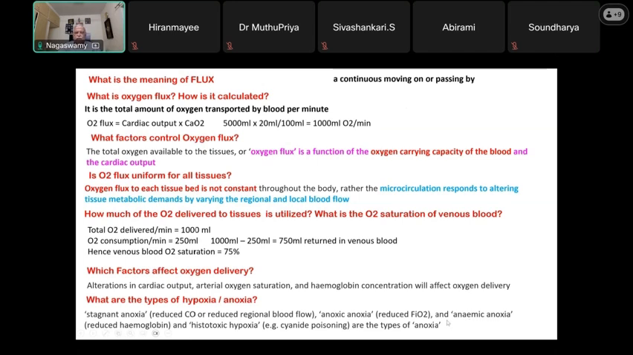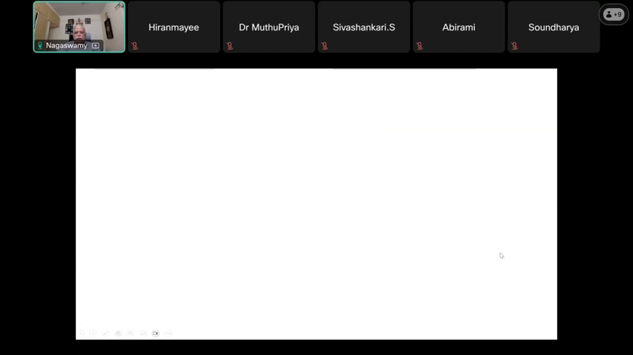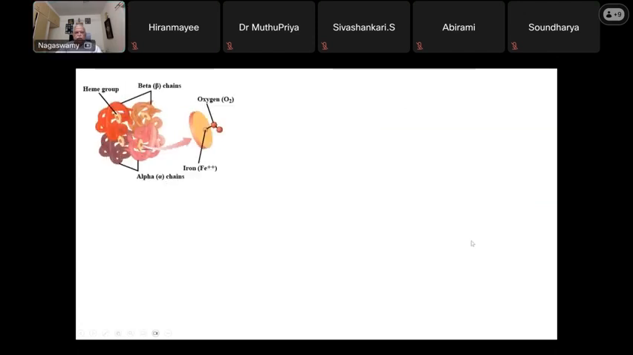That is anemic anoxia. And whatever oxygen is taken perfectly by the normal cardiac output, normal hemoglobin, normal FiO2, if tissues cannot utilize it, then it is called histotoxic hypoxia. Okay, so these are the 4 types of hypoxia. These are the 4 common types that you have to remember. And how oxygen is transported.